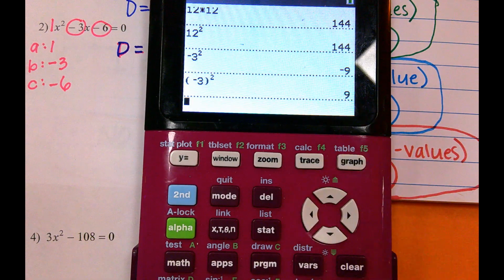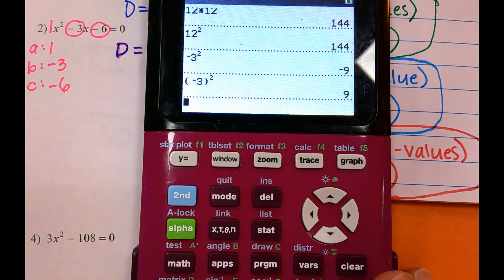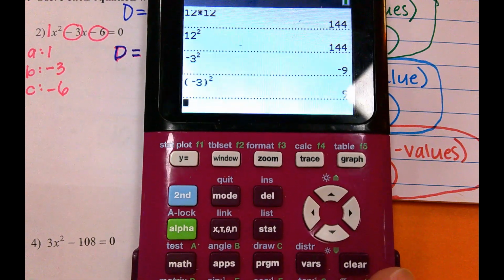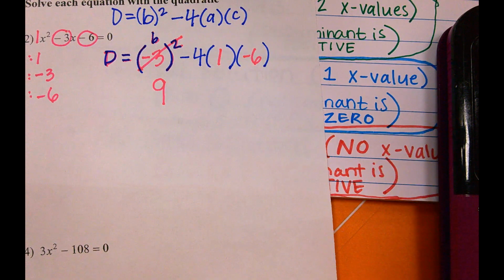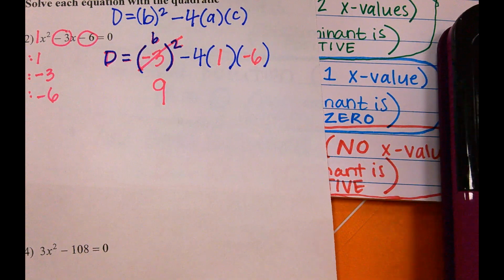Now you got it. Positive 9. Yeah, you put the parentheses in there. Parentheses, they matter. Okay, so we have 9. Now what? You take -4 times 1 times -6.